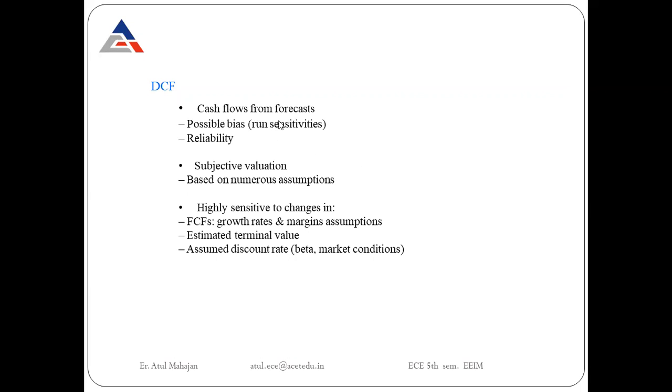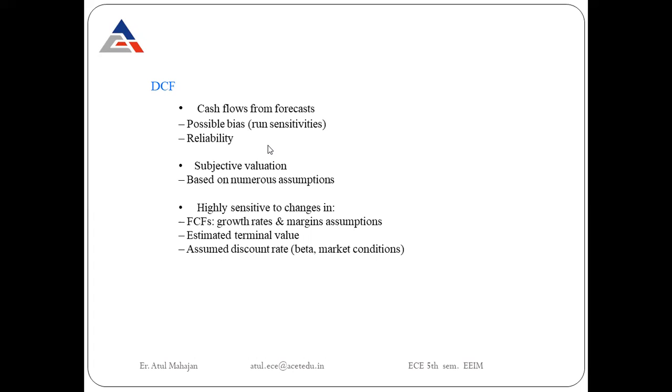Then DCF: the cash flows from the forecast, possible bias, run sensitivities, reliabilities. Cash flows are for the forecast that this is going to be a huge success in the coming time. Yes, the company owners, the industry owners, have forecasting issues. They always forecast beforehand that the articles manufactured by so-and-so company are going to be a huge success in the coming time. So all these things happen in the industry.